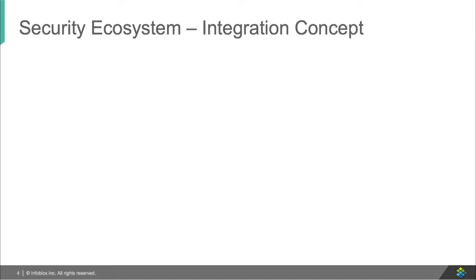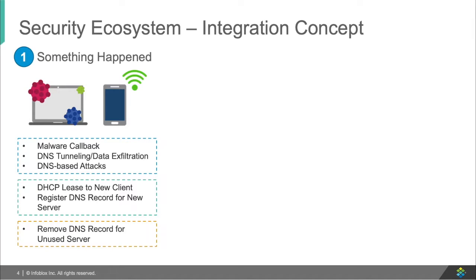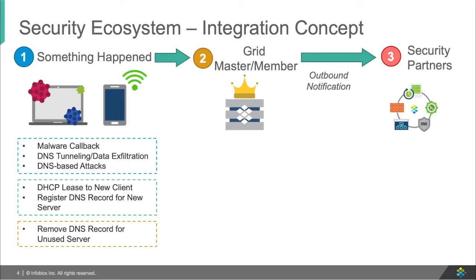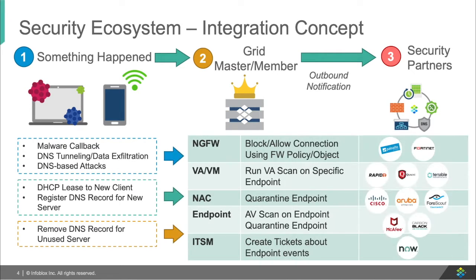First, a brief overview of what Infoblox Ecosystem is and how it works. When events occur, such as obtaining a new lease or creating a new host, or malicious sites being accessed, Infoblox triggers events on its appliances to send information about what just happened to third-party vendors and partners such as Palo Alto, Fortinet, Tenable, and many more. These security partners can then use this information to quarantine endpoints, block connections, run scans, and much more.